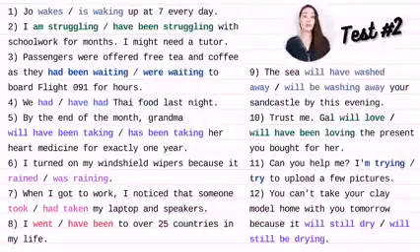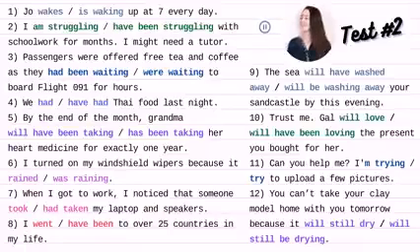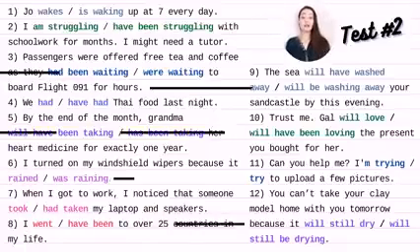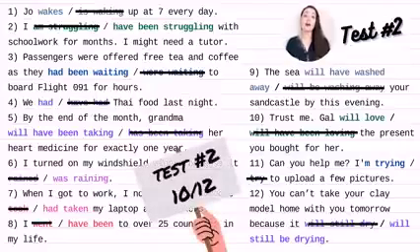Test number 2. Here we go. This one is a little bit more difficult. For each sentence, choose the correct option. Again, pause the video to do this. Here are the answers. Again, let me know in the comments how you did on this test. Please, I would really like to know.